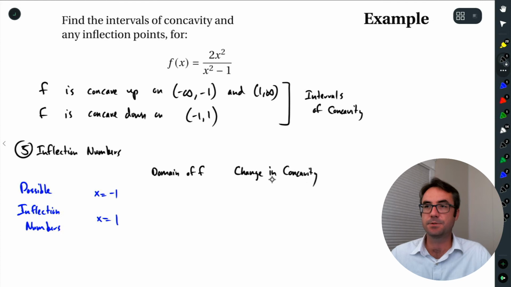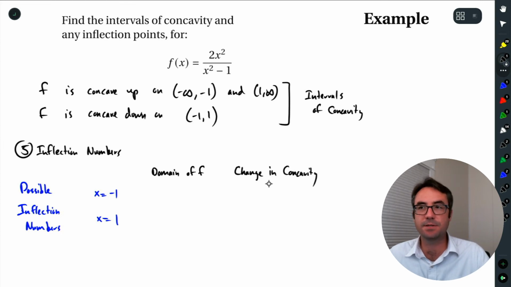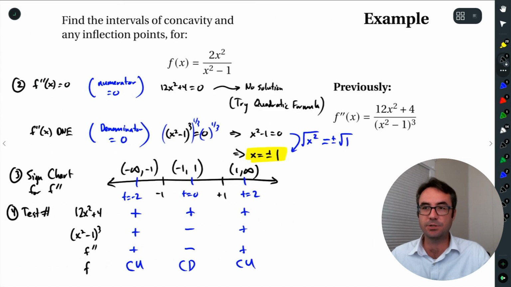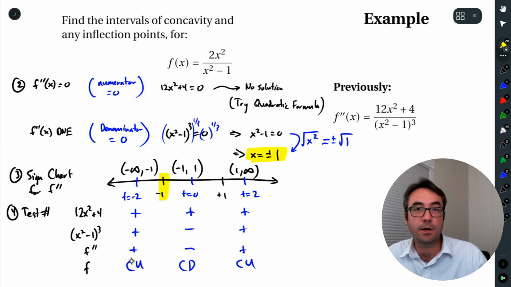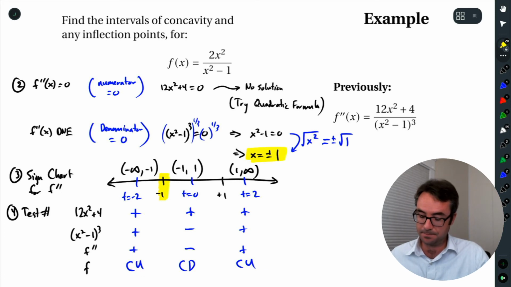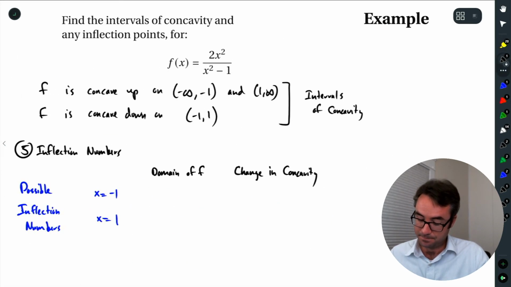Okay. So our function has to change concavity. Let's look at that change in concavity. Let's look at negative 1. Let's go back to our sign chart here. And what we're seeing, where's negative 1? Right here. And on the left side of -1, our graph is concave up. On the right side, it's concave down. So it actually does look like there's a change in concavity at x equals -1. So we go from concave up on one side to concave down on the other side.